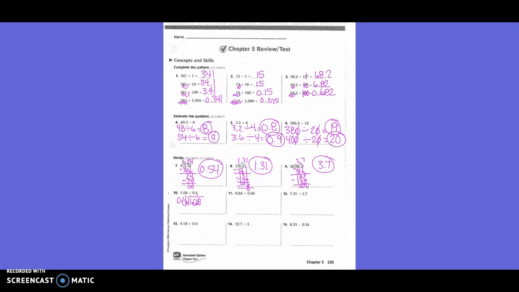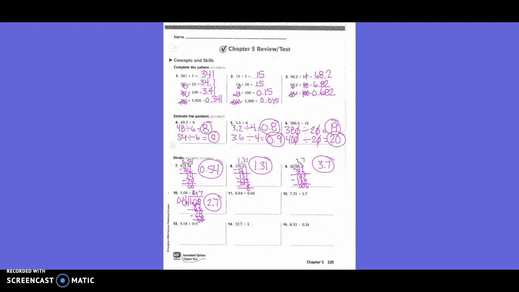So, how many times does 4 go into 10? Twice. 2 times 4 is 8. 10 minus 8 is 2. Bring down my 8. 4 into 28, 7 times. 7 times 4 is 28, so 28 minus 28 is 0. So my answer is 2 and 7 tenths. 2 and 7/10.